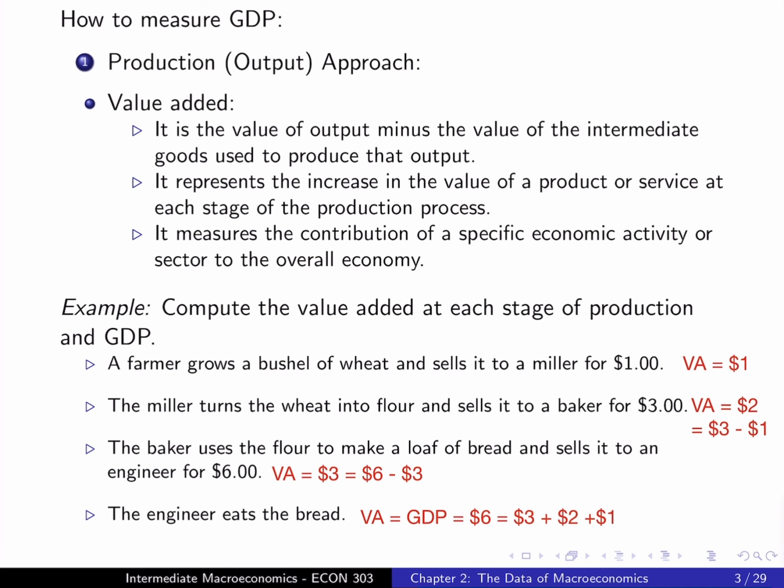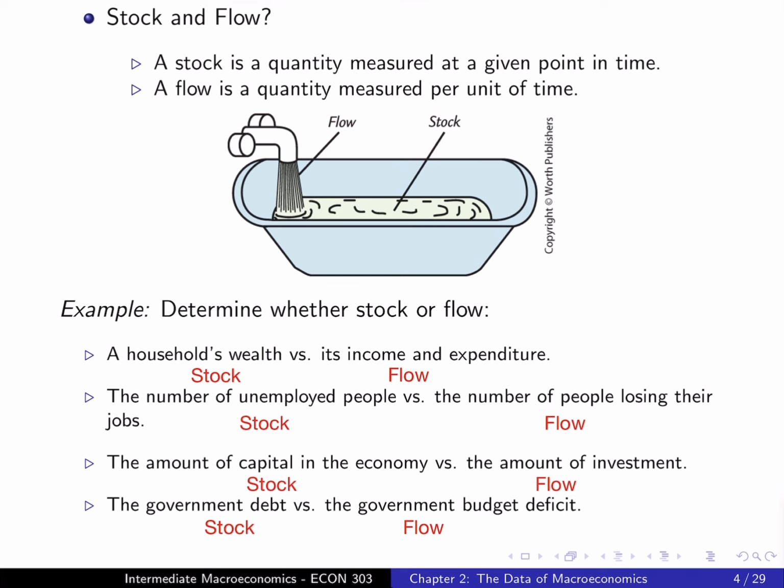Let's clarify an important distinction in economic measurement: the difference between stock and flow variables. A stock is a quantity measured at a specific point in time. A flow is a quantity measured per unit of time, such as per year or per month. For example, determine whether each is a stock or a flow. A household's wealth is a stock, versus its income and expenditure is a flow.